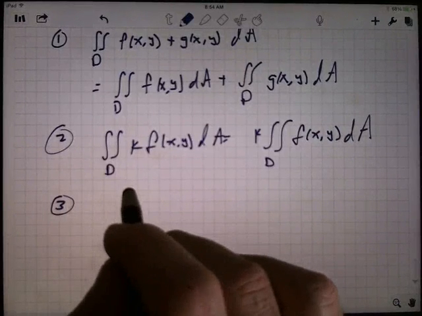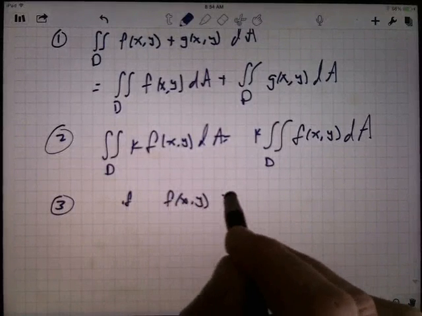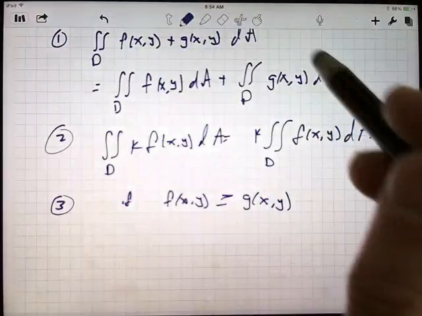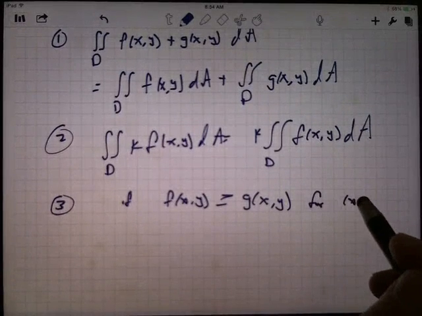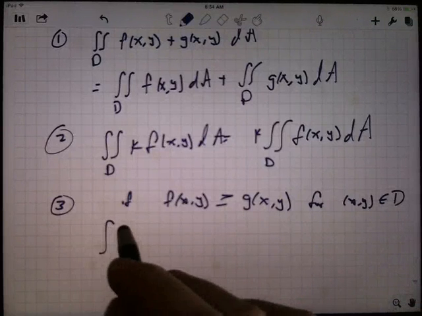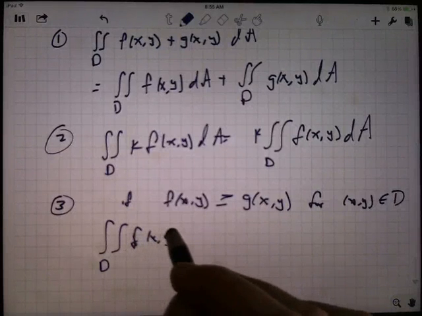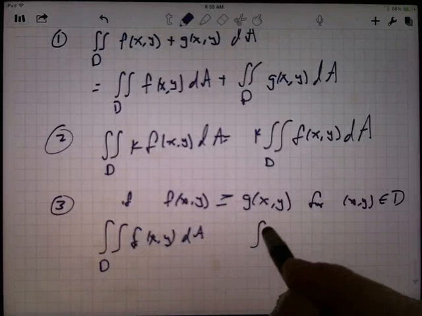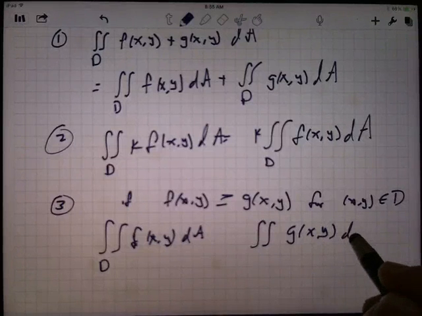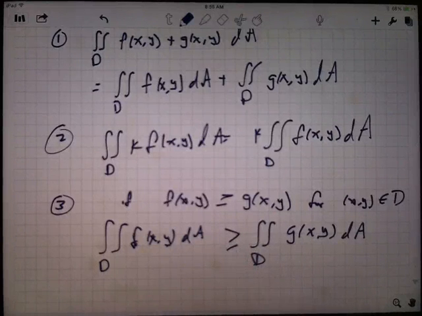3, there's the dominance theorem here that says if f of xy is greater than or equal to g of xy for all xy in the domain D, then if you integrate f over the domain D, and you integrate g over the same region, well, if f is the bigger function, it's going to give you the bigger integral.